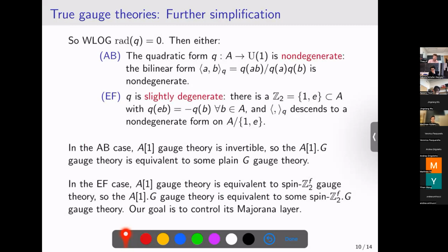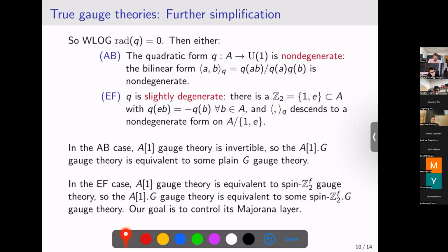So one of the basic things you can do with any quadratic form is you can write down a bilinear form. This bilinear form measures the failure of your quadratic form to be linear. It's like the second derivative of the quadratic form. And the bilinear form that you write down has some formula, and it might be a non-degenerate bilinear form, or it might be a slightly degenerate bilinear form. It might be that this bilinear form has just a Z2 kernel. And those are the only two possibilities if the radical is trivial.